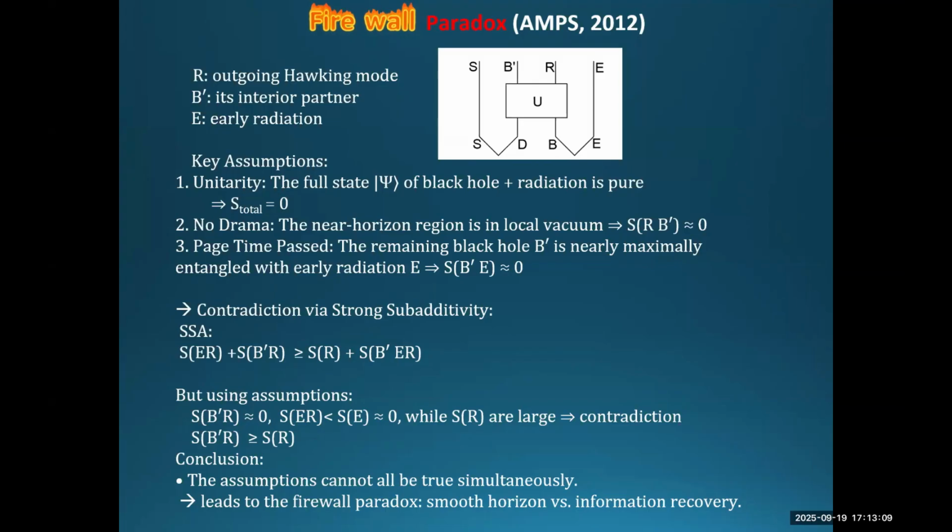What do you mean, smooth horizon? Smooth horizon versus information recovery. Smooth horizon means no drama. No drama means general covariance. Then general covariance or unitarity. If you insist on unitarity, then the firewall appears. If you accept the smooth horizon, then you lose information recovery.